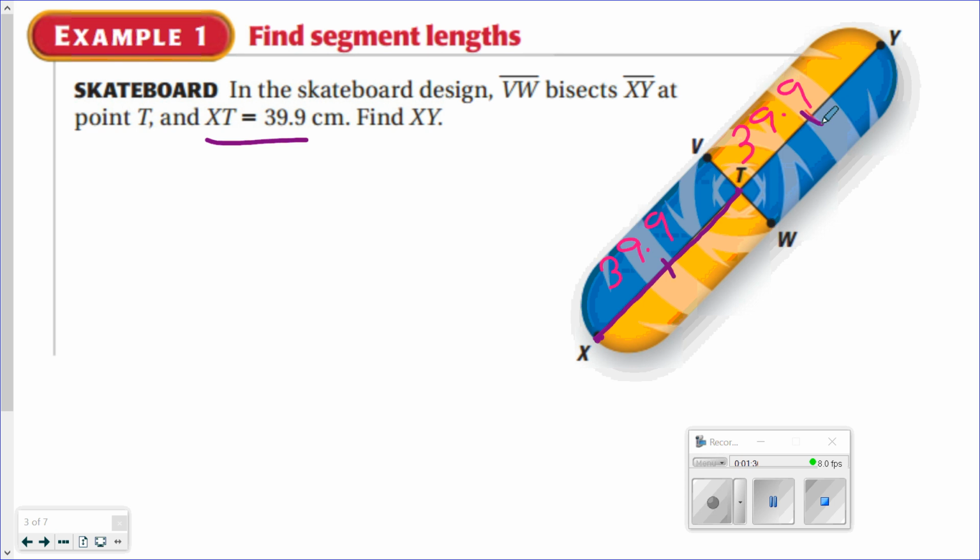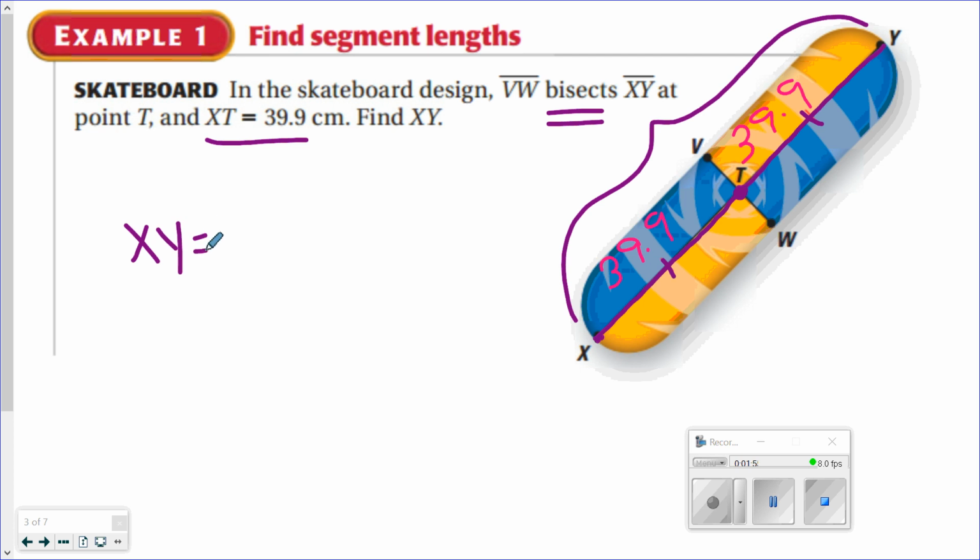So if XT is equal to 39.9, that means that TY is also equal to 39.9. That's also the definition of bisect. Bisect means cut in half. So T is the midpoint, it's in the middle. So if I want to figure out what this entire segment, XY, is, I just need to add up the 2 parts. So XY is going to equal XT plus TY.